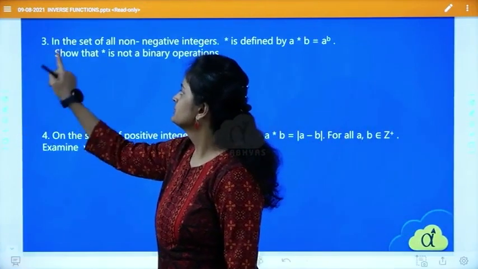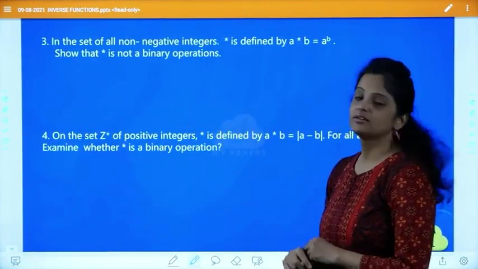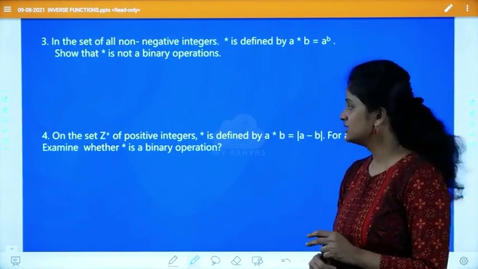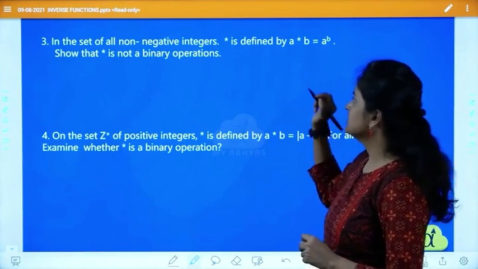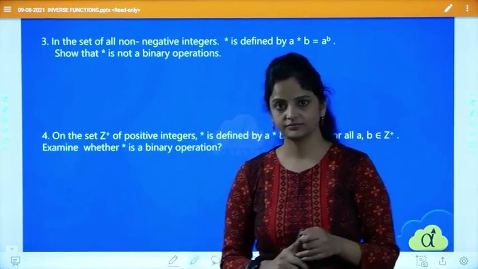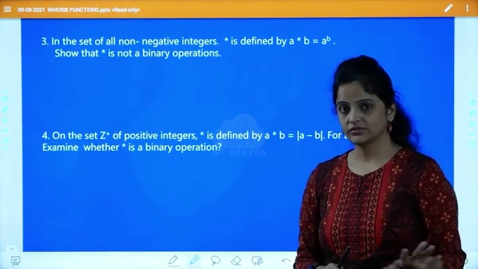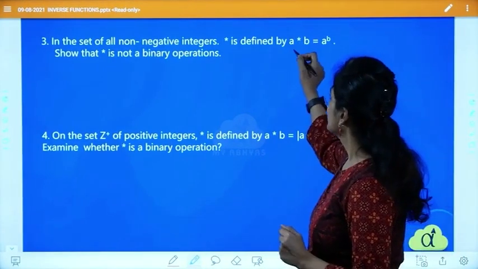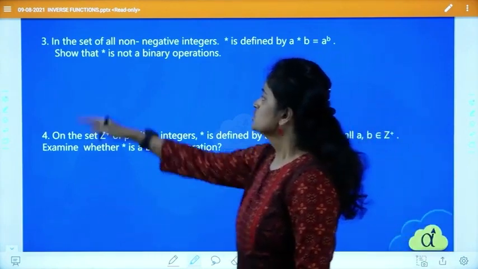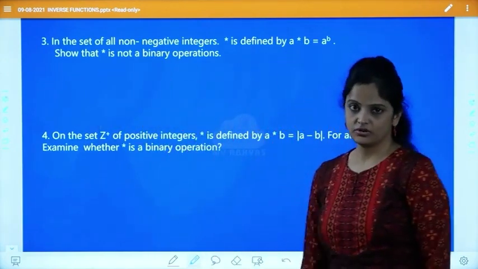Third one. In the set of all non-negative integers, star is defined. Non-negative integers means 0 is included there, correct? So A star B is equal to A to the power of B. Show that star is not a binary operation.